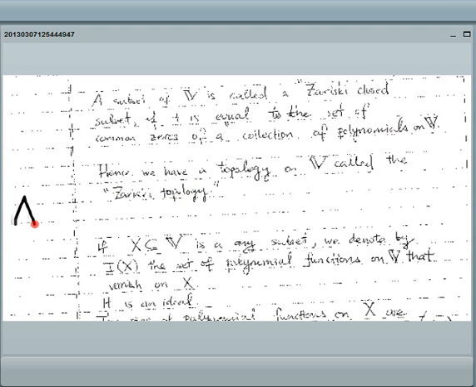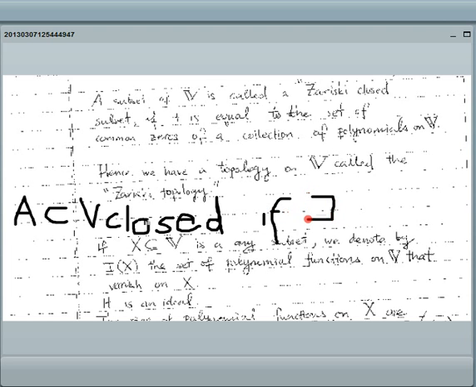So just take a subset A. I'm going to call this set Zariski closed if, so I'm introducing the topology, right? So this is closed if there exists a subset, there exists a set of, just a second, just let me delete this. I just wanted to delete this symbol.